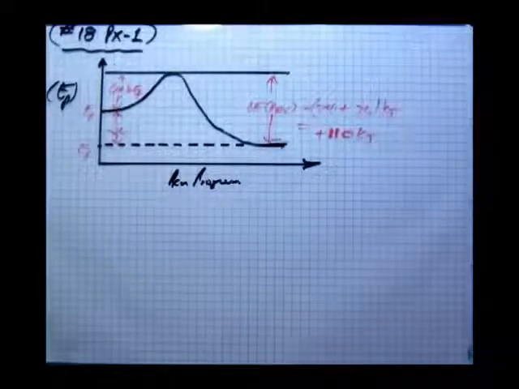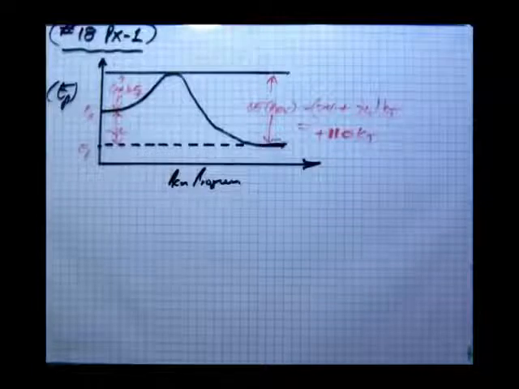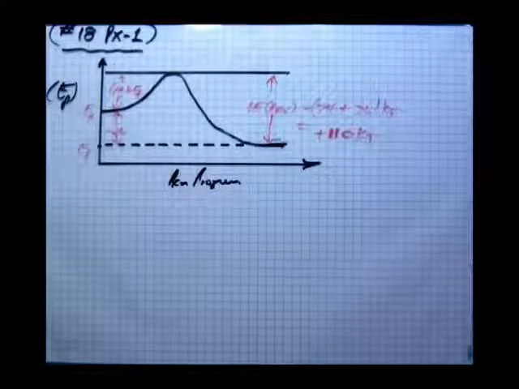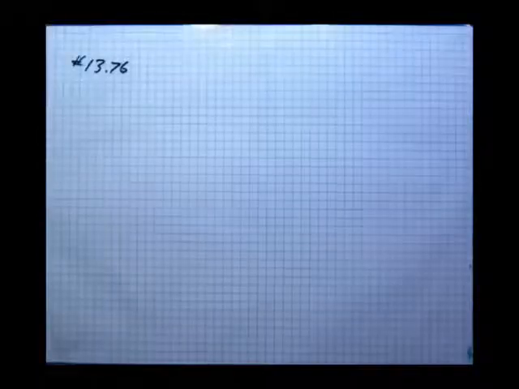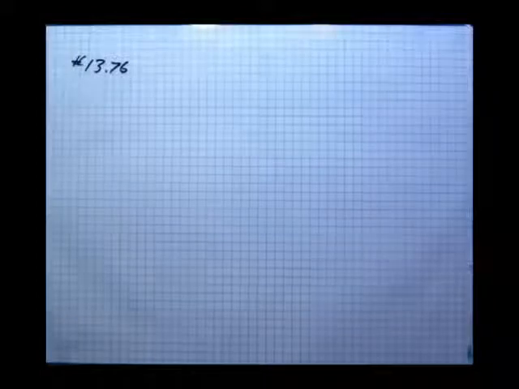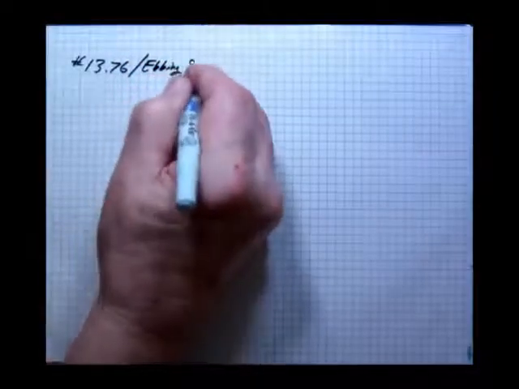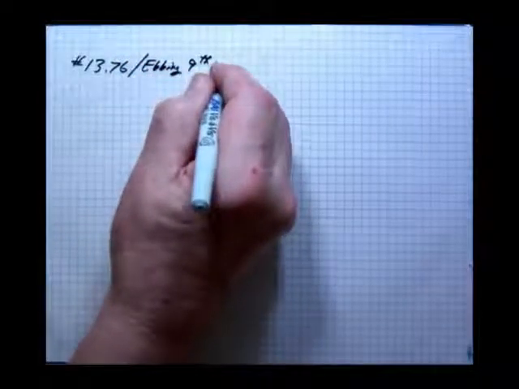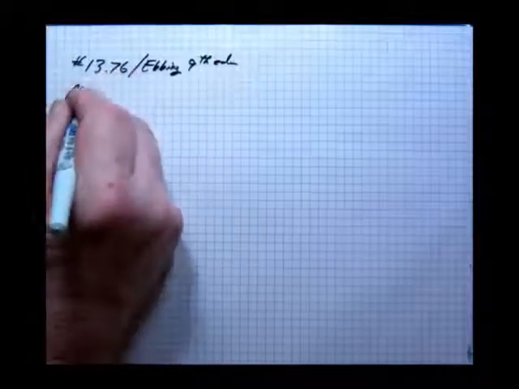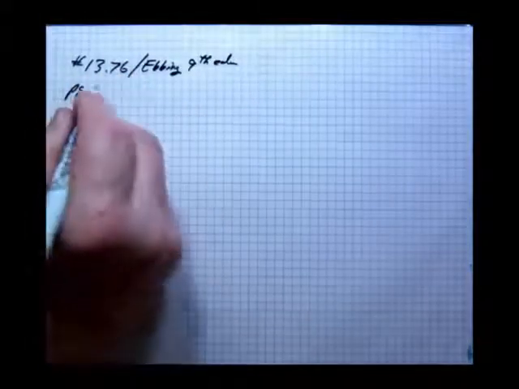Well, they didn't give me another one in the practice exam. Hang on. Well, so you can go back and look at it. Problem 1376, Ebbing, 9th edition. That's on page 574 if you have it.